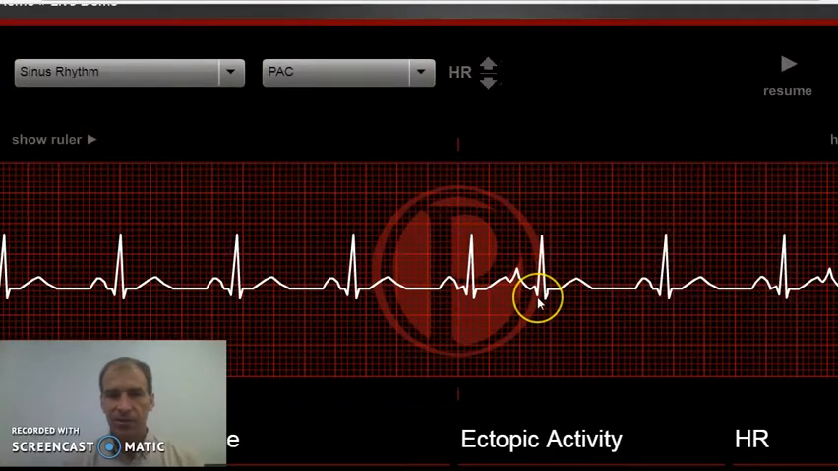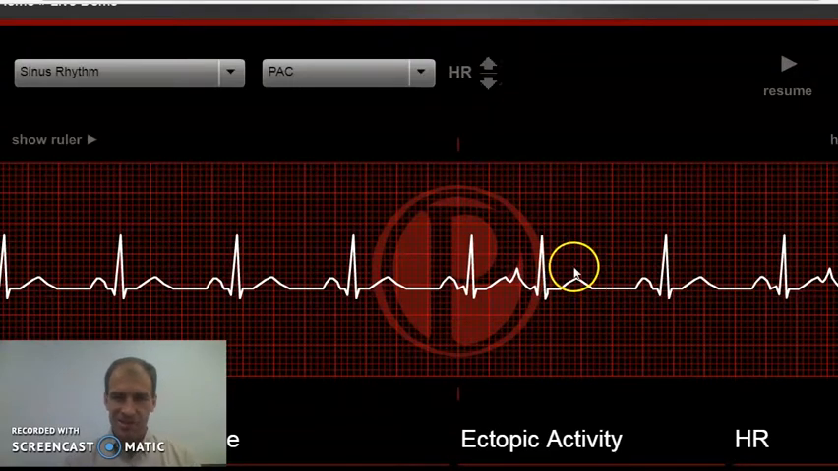Now, this you may notice looks a lot different. It is totally different. It's not wide, it's not ugly, and the reason goes to the physiology. It's in the atria, right? So these are the atrial cells depolarizing first. Well, that's great, but if the atria depolarize first, they depolarize first anyway, right? And so, in theory, the EKG isn't going to look much different.